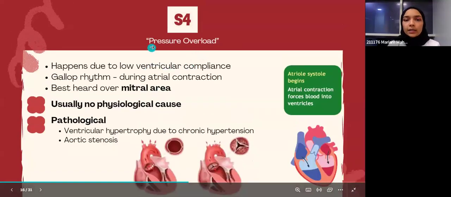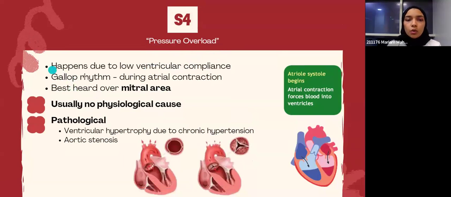Now for the S4, it's pressure overload. So what happens is that the ventricle is not compliant. So this is when you hear the S4 sound. So when exactly in the cardiac cycle do you hear the S4 sound? It's when the atrium contracts, okay? So it's during the atrial contraction, and it's best heard over the mitral area also. There are no physiological causes for this S4 sound, unlike S3. There's only pathological.